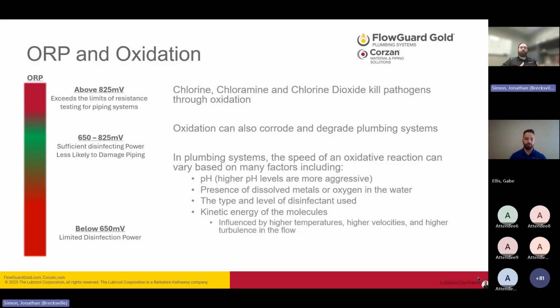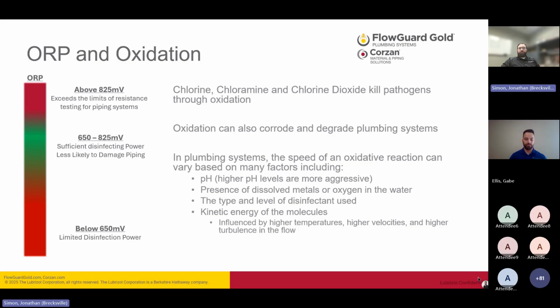So even local things within a particular building or a water system, if the building has a copper water main that's coming in that is dissolving copper ions into the water, that can alter the local ORP for that individual building. Even within a building, if there's a metallic component that's experiencing any sort of corrosion, the dissolved metal ions or oxygen that can get into that water can increase the oxidative reduction potential.